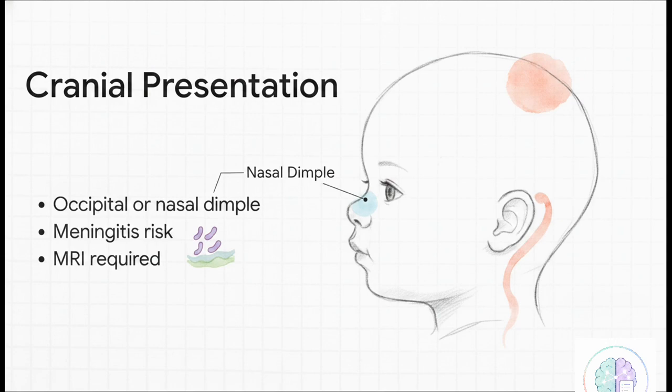Clinically speaking, these tracts notoriously cause recurrent bacterial meningitis, usually Staph aureus, or aseptic meningitis. Because that risk is so incredibly severe, a full MRI is absolutely mandatory to evaluate for intracranial extension and any associated anomalies, like an intracranial dermoid cyst, which can communicate all the way down into the cerebellum or the fourth ventricle. When it comes to surgical treatment for a cranial dermal sinus, the approach is extremely specific.